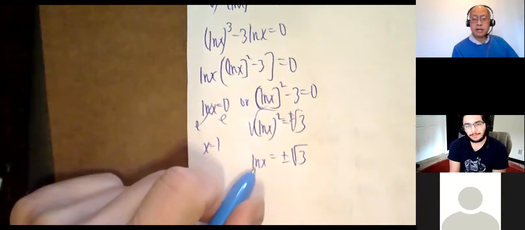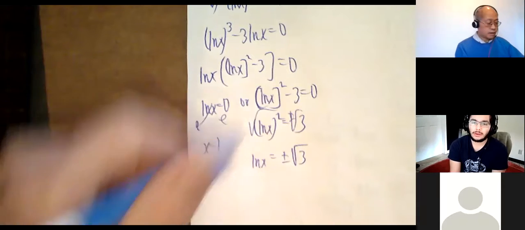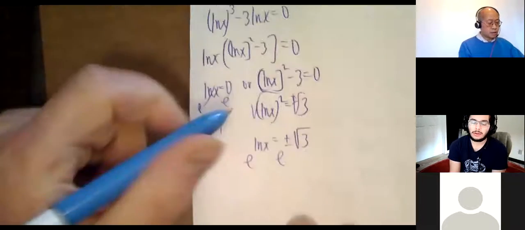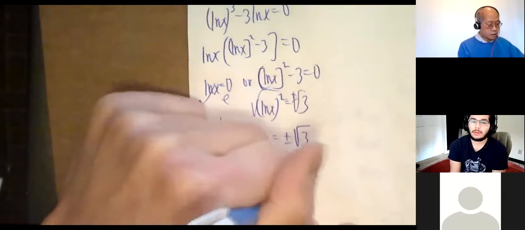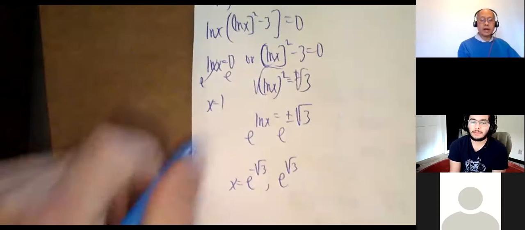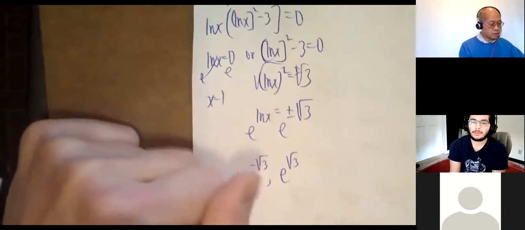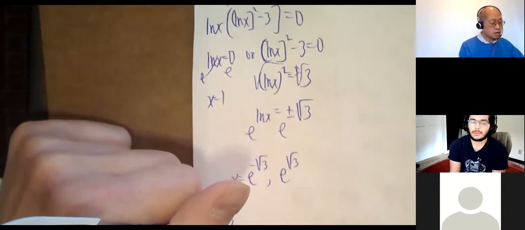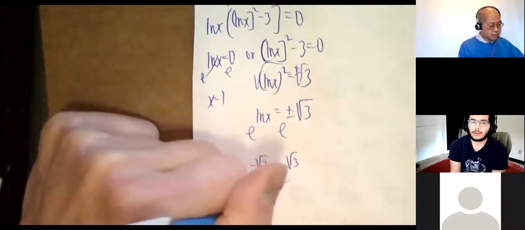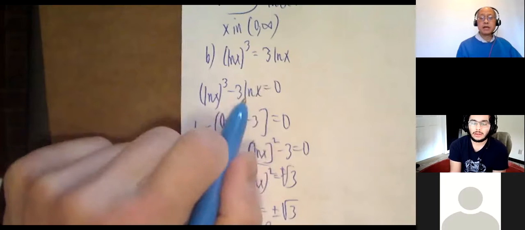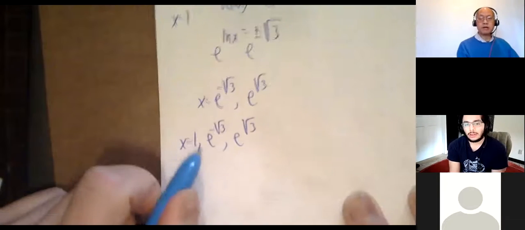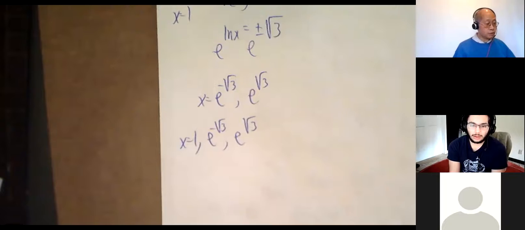Okay, and we said, let's see. Yeah, okay, then we exponentiate. So x is e to the negative radical 3, e to the radical 3, and also 1. So my final answer is x is 1, e to the negative radical 3, e to the radical 3. And let me double check against the original. I have to make sure I'm not plugging in any negative quantity. All of these are positive. So it looks like we can keep them all. So all of those are acceptable answers.